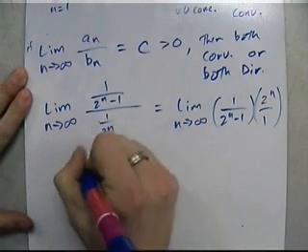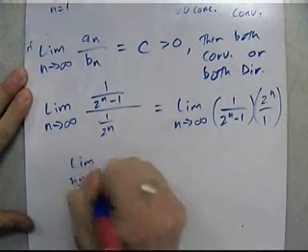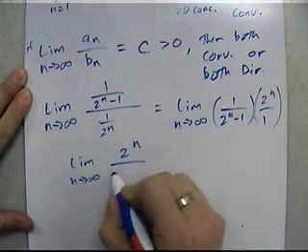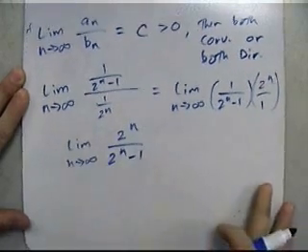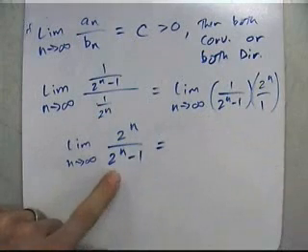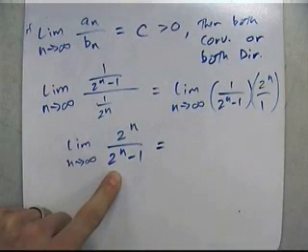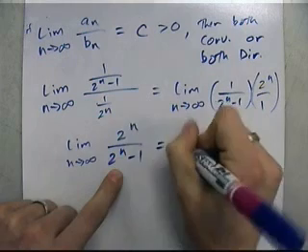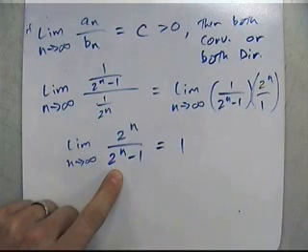So if I do this, I'm going to take the limit as n goes to infinity, and it's going to be 2 to the n over 2 to the n minus 1. And I want to see what this limit's going to go to. So what do you guys think that limit's going to go to? 1. It is going to go to 1. Yes, it is going to go to 1, right?